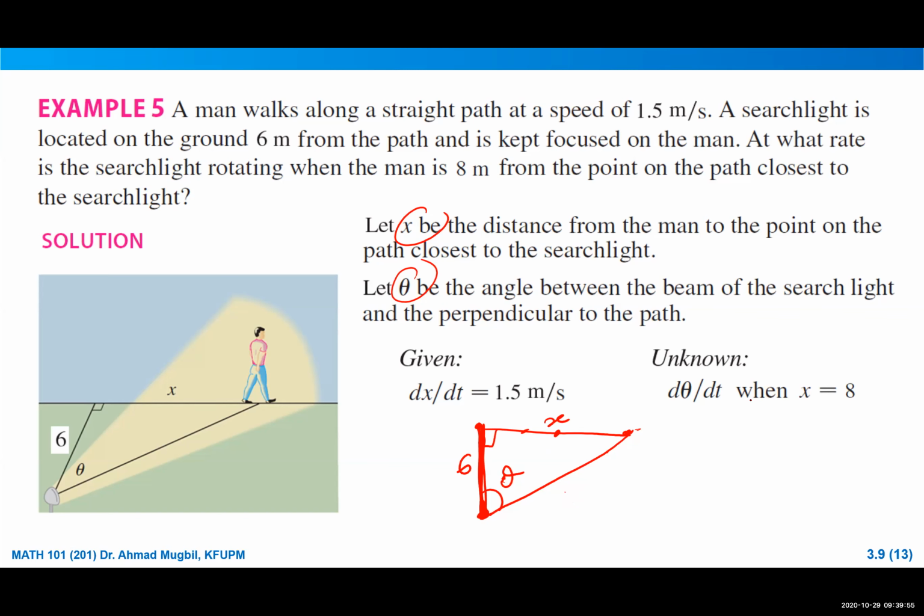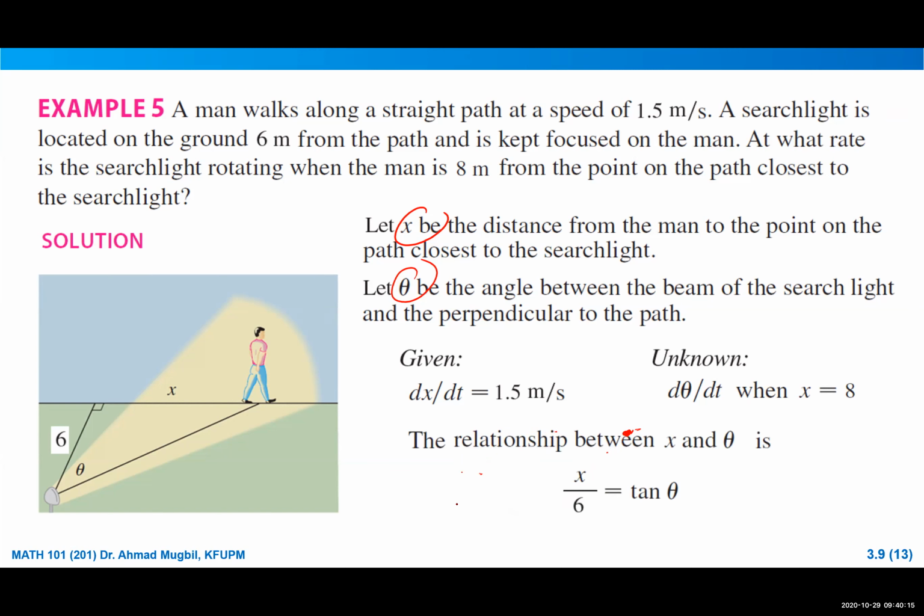So the relationship between them is what? Which one is better to use here, sine or cosine or tan? Tan. I have the opposite and the adjacent: this is the angle, this is the opposite, and this is the adjacent. When you have the opposite and the adjacent, it is better to use tangent. So the relationship between them is x over 6 equals tan theta. Solving for x, x equals 6 tan theta. So this is the main relationship that we have.